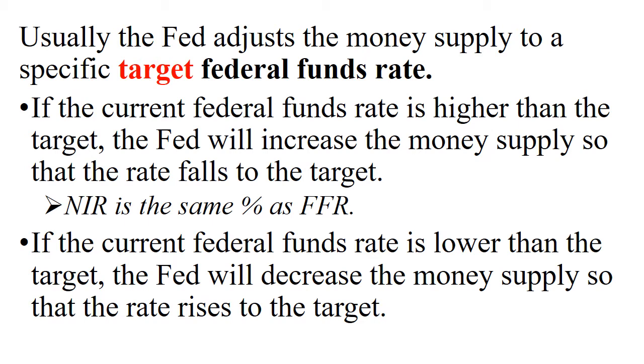If the current federal funds rate is lower than the Federal Reserve would like, they can decrease the money supply. That will cause both the nominal interest rate and the federal funds rate to rise, and they can adjust this number until they get it very close to the target federal funds rate that they're after.